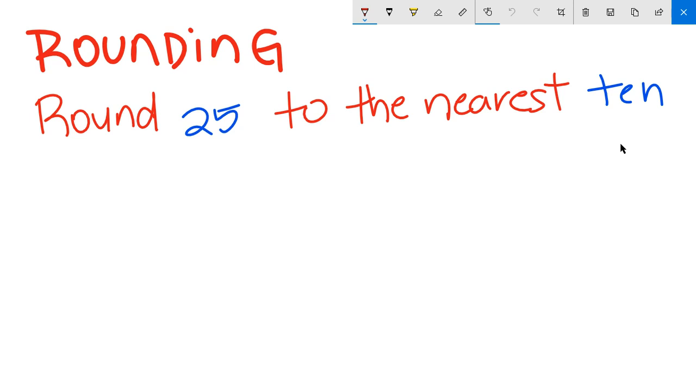All right, boys and girls, today we are going to practice rounding. This problem says round 25 to the nearest 10. Well, what I like to do is make a little hill, okay?